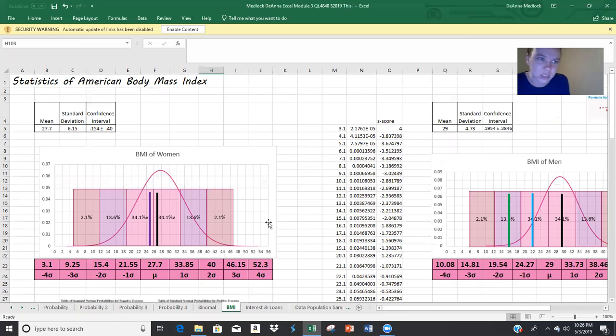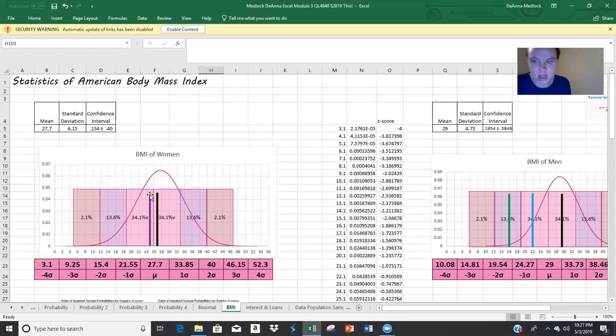Next, we had fun with statistics of the body mass index. And I was really thrilled with this one. So my mean was 27.7, standard deviation of 6.15, confidence interval was 0.154 plus or minus 0.40 for the women. And then for the men, my mean was 29, standard deviation of 4.73, confidence interval 0.1954 plus or minus 0.3846.